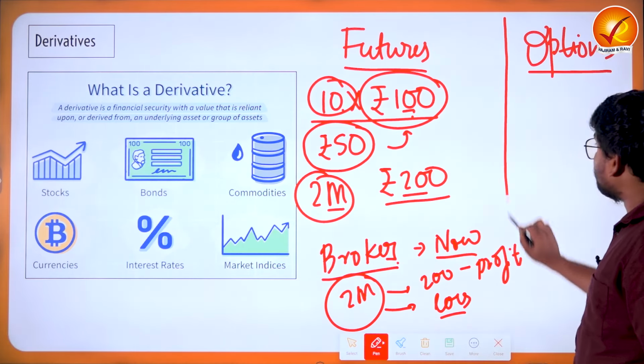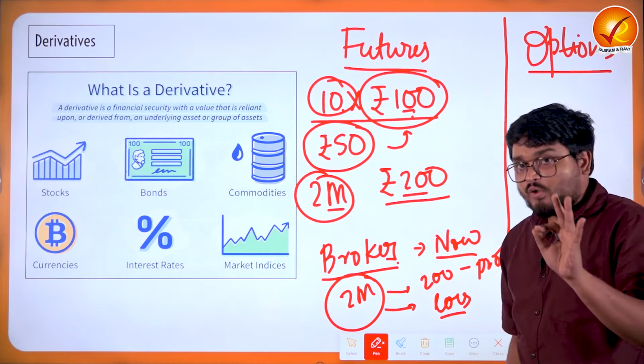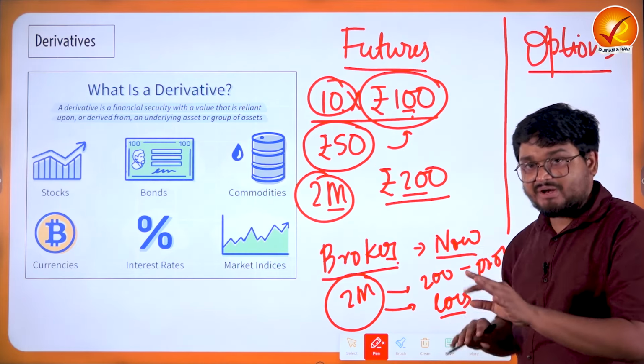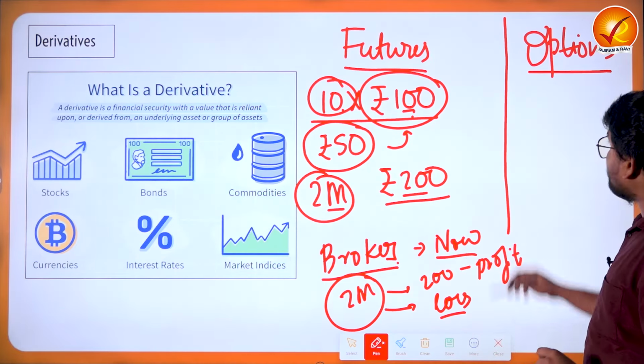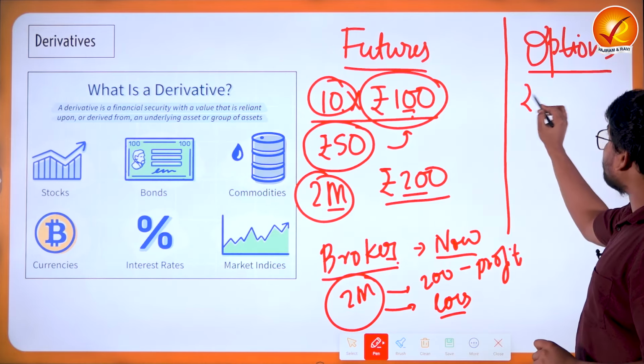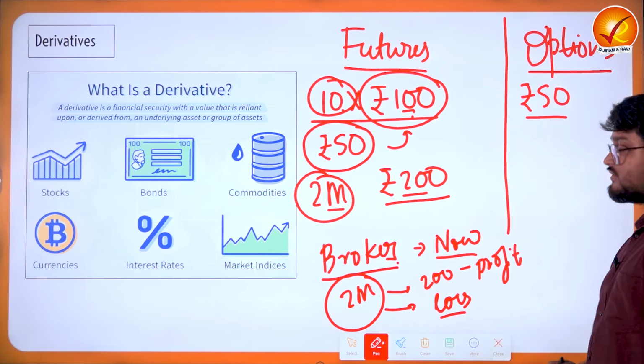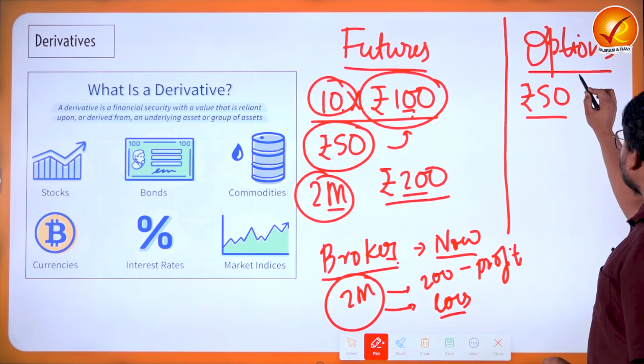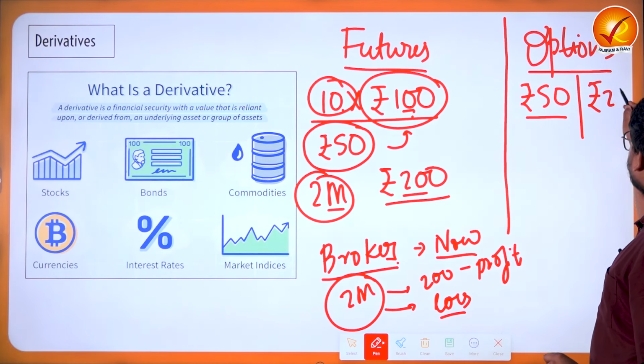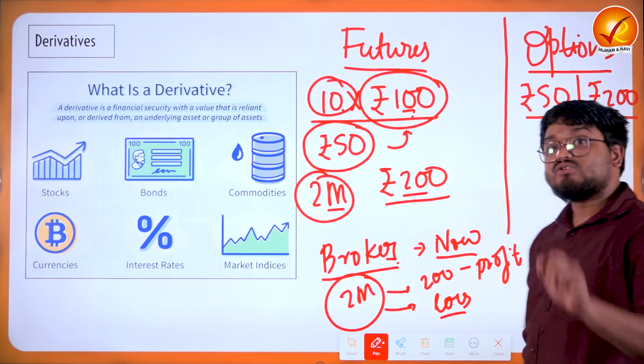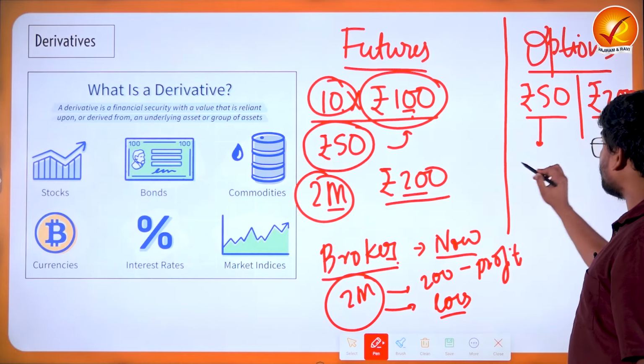Next, when we talk about the case of options, now options almost follow the same trend but with a slight difference. For example, again, you see that a particular stock is right now at 50 rupees and you speculate that this particular stock will be rising to 200 rupees in the future. So what do you do? You again contact your broker.